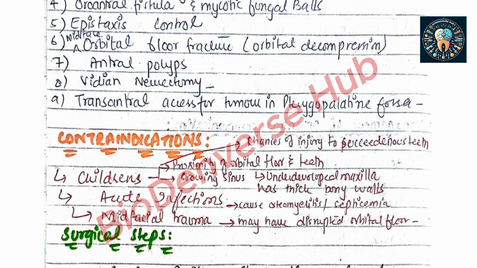Now we will be studying some contraindications, that is, in which cases this approach cannot be performed. First of all, it cannot be performed in children, for the following reasons. First, there is an increased chance of injury to the succedaneous teeth, which is why you cannot use this approach. Secondly, there is very close proximity of the orbital floor and the teeth because we have an underdeveloped maxilla, and it has a thick bony wall as well.